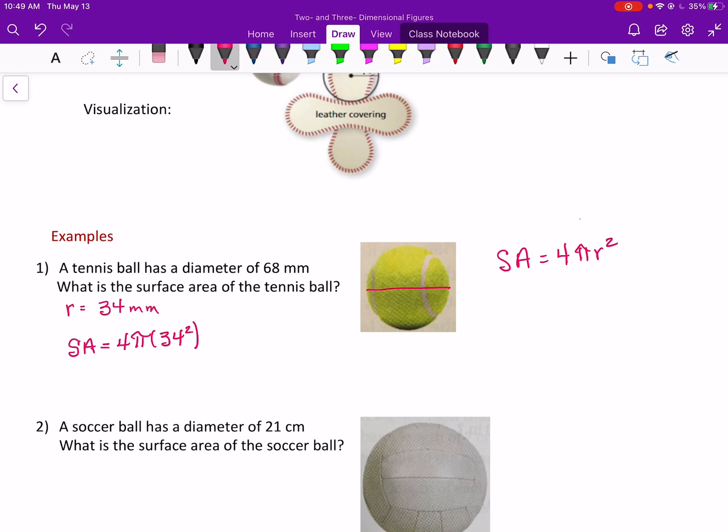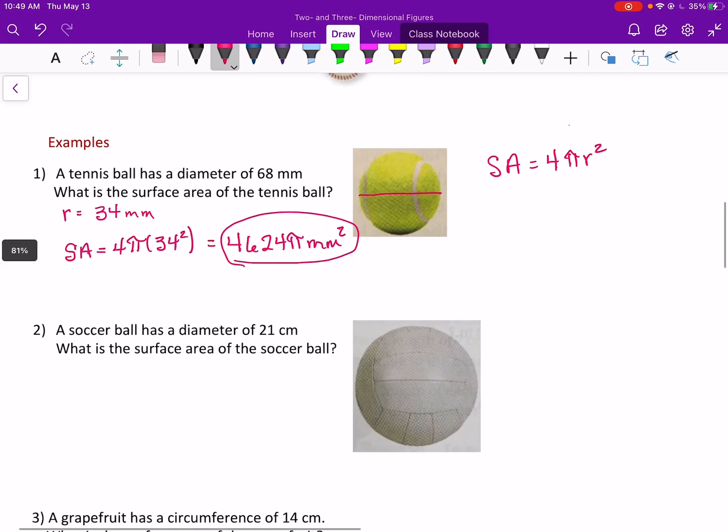This is definitely a calculator problem. So 34 squared times 4 is 4,624 pi millimeters squared. I'm going to leave it in terms of pi. If you take it times pi in your calculator, you will get a decimal number.